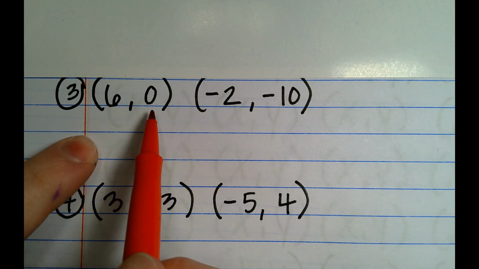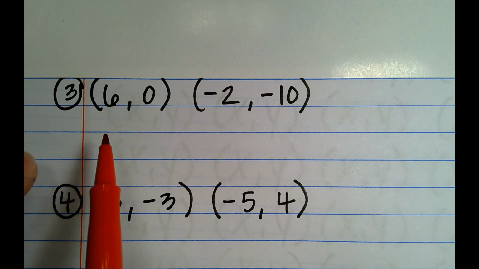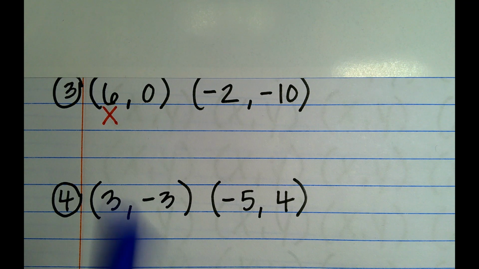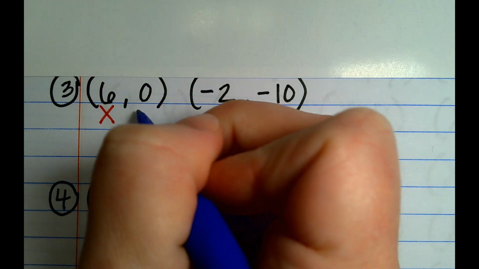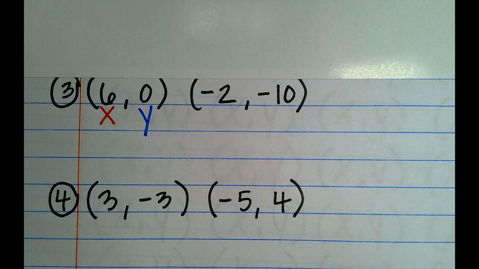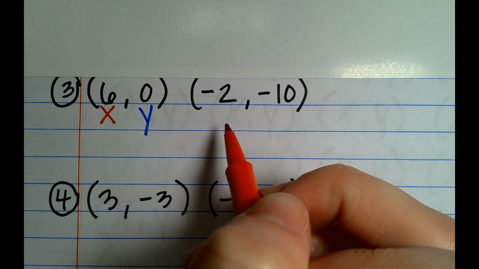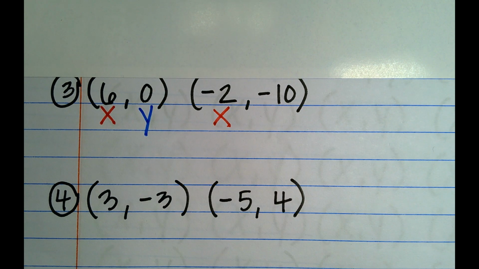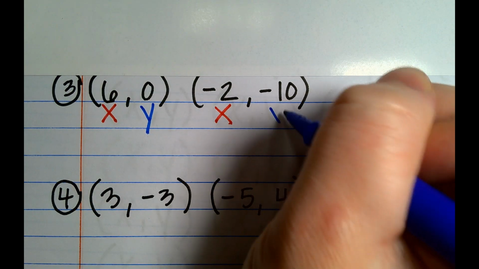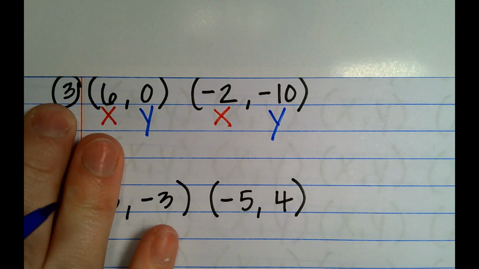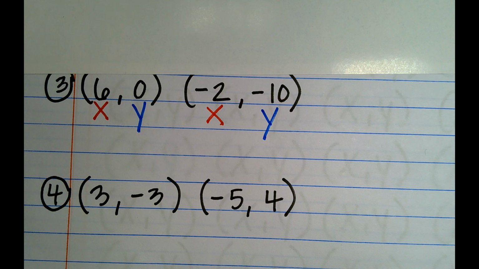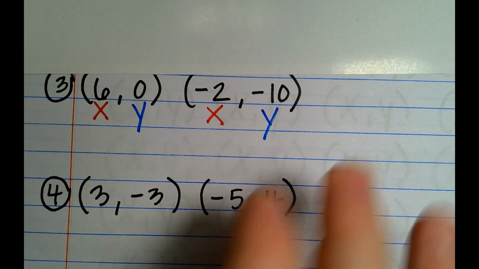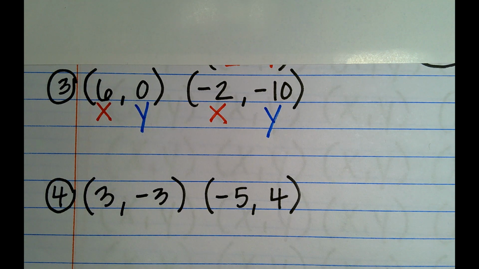In this coordinate, what comes first? X or Y? X. So let's label the X. What comes next? Y. Good. Next coordinate. What comes first? X. Y. Good. Now we have XY, XY, just like we've been doing. And we're not worried about those numbers just yet.